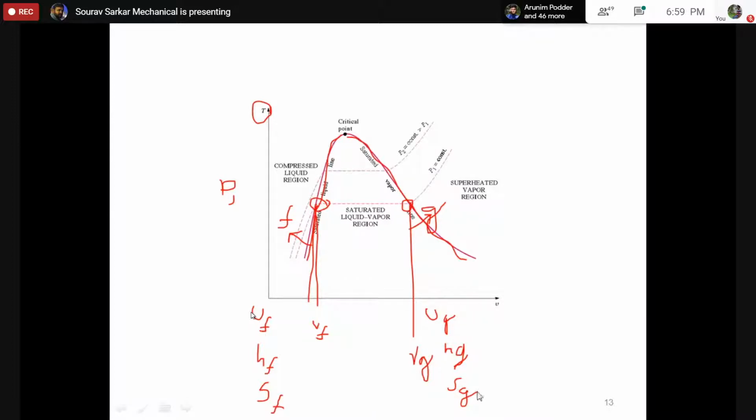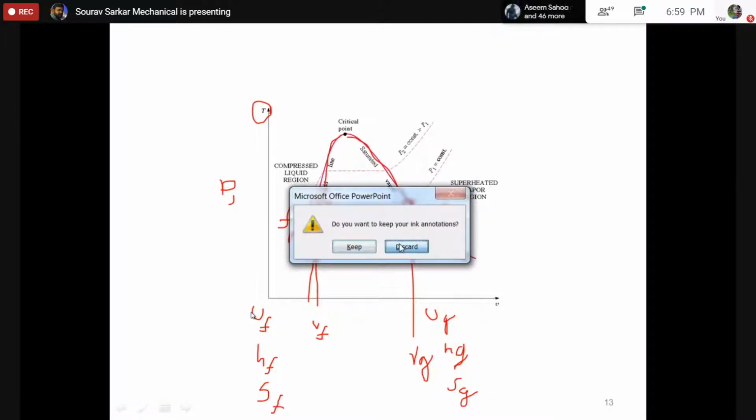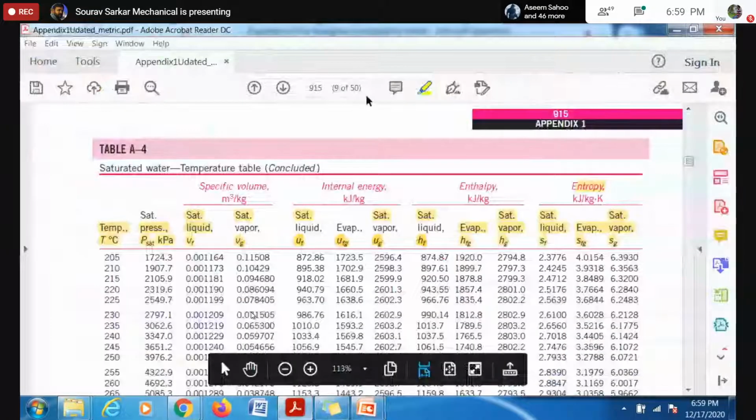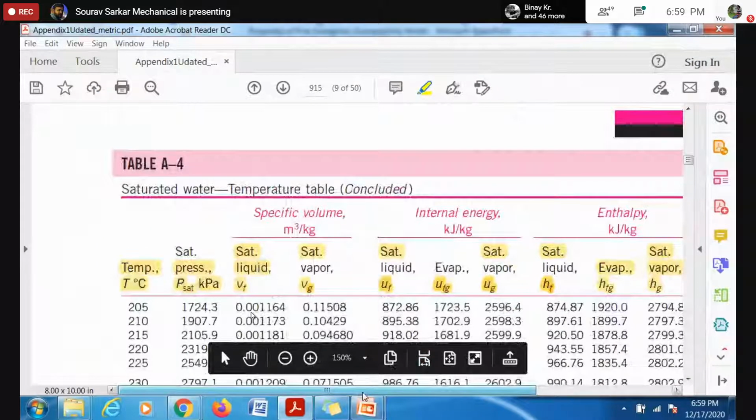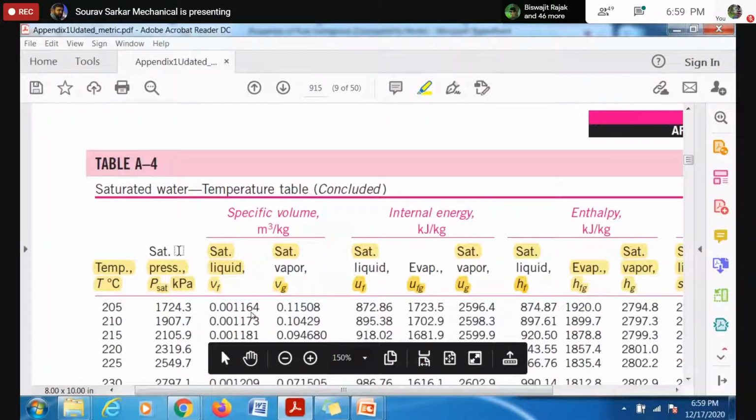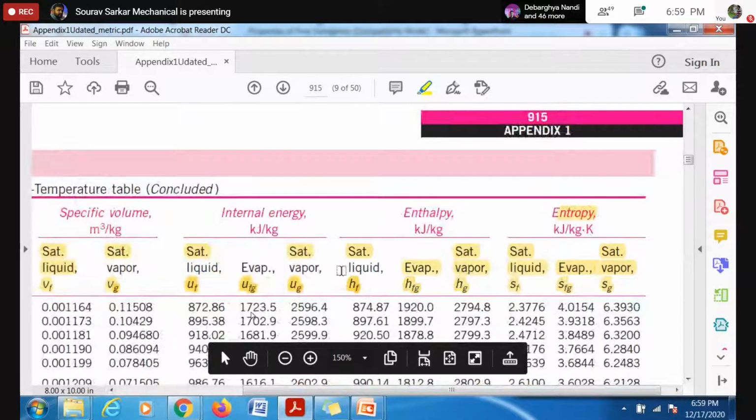Do you understand? Now if we look into the table again, if I zoom in, I have a temperature, and corresponding to that temperature I have a saturated pressure. Corresponding to that temperature and pressure, I have a liquid volume and a vapor volume. I have a saturated liquid internal energy and a saturated vapor internal energy. I have a saturated liquid enthalpy and a saturated vapor enthalpy. I have saturated liquid entropy and saturated vapor entropy.